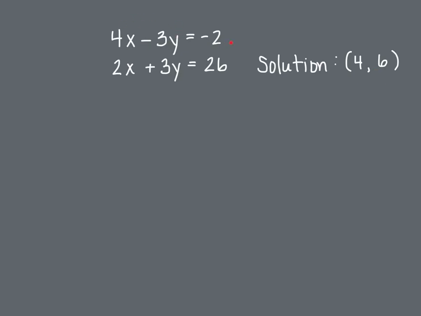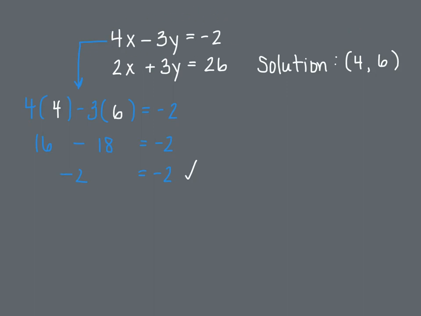Remember, the solution is the x and y values together that make this left side of the equation equal to negative 2. And for the second equation, they also make this left side equal to 26. The top equation says that 4 times my x value minus 3 times my y value should be negative 2. With a point of 4, 6, that would be 4 times 4 minus 3 times 6 should be negative 2. So when I get a true statement, negative 2 equals negative 2, that means that this point is on this line. So it is a solution for the first equation.